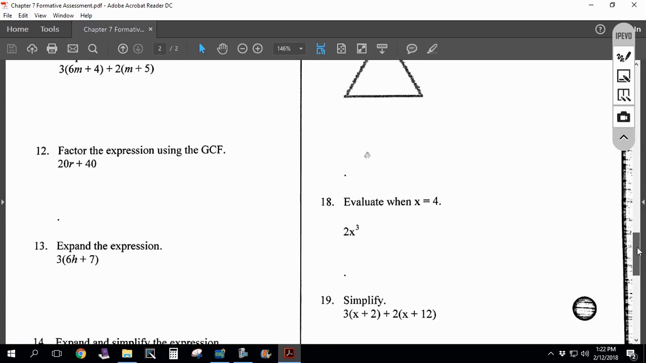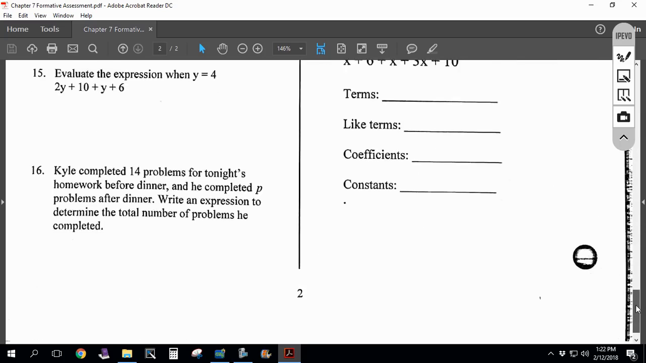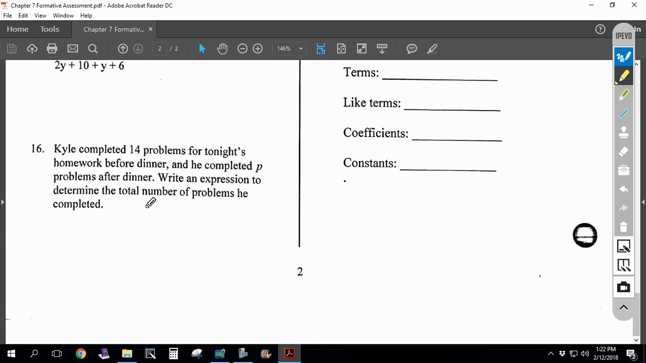I think I've made myself pretty clear throughout the chapter how I want that done. All right. Kyle completed 14 problems for tonight's homework before dinner, and he completed P problems after dinner. Write an expression to determine the total number of problems he completed.